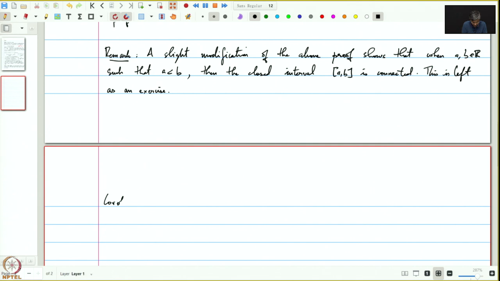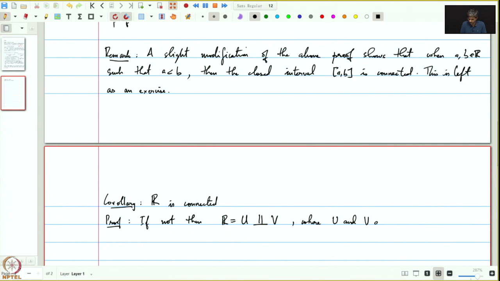So as a corollary of this, let us show that R with the standard topology is connected. So proof, if not, then we can write R as the disjoint union of two open sets U and V, which are disjoint, non-empty, open subsets. Okay, so we can choose any A in U and B in V, and without loss of generality, may assume that A is strictly less than B.